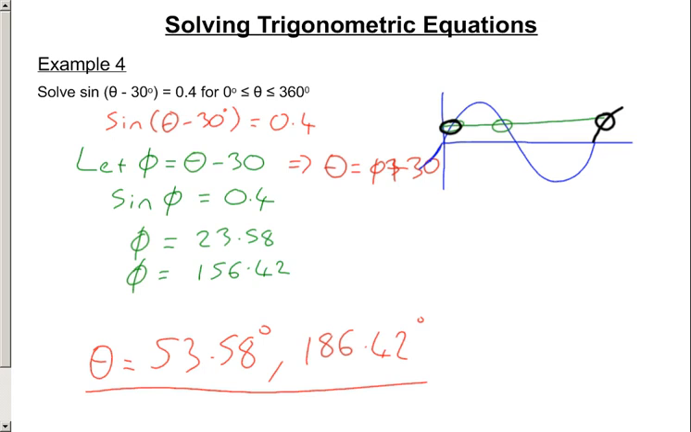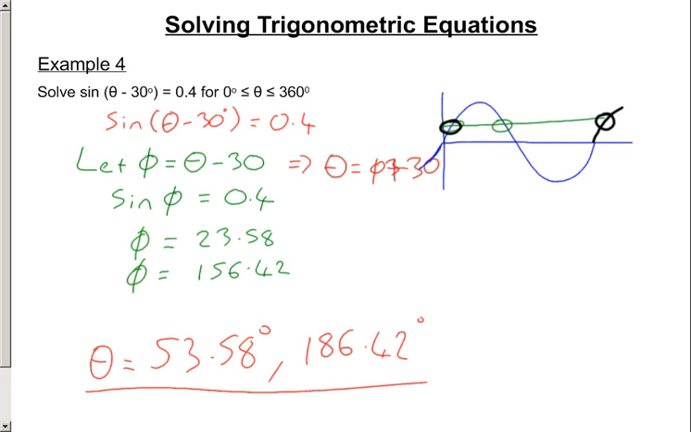So you have to be very careful here. Make sure your final answers are within the domain. If you're not sure, do an extra one either side, find the extra ones outside, and then eradicate them at the end. So this is how we solve some examples of trigonometric equations.